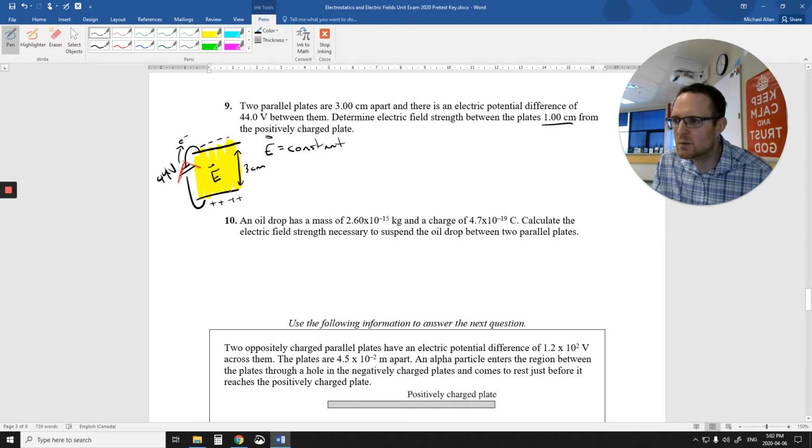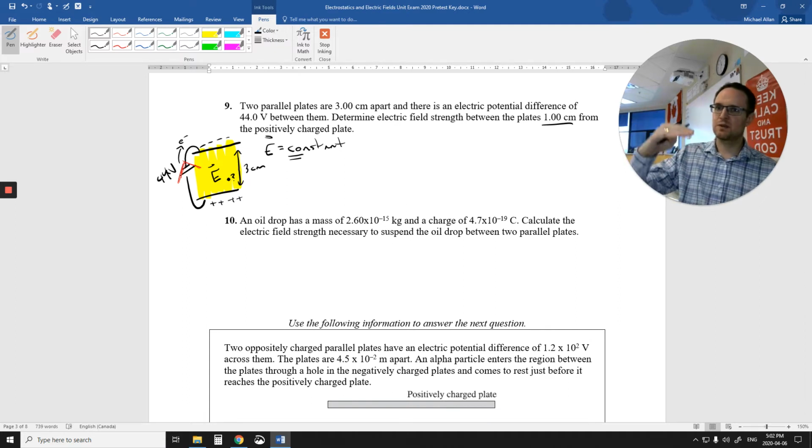So if I'm 1 centimeter away from this plate, I'm like 1/3 of the way up here. Because my E is constant, it doesn't matter where I am. If I'm 1 centimeter here, or 1 centimeter down, right in the middle, doesn't matter. The voltage will be different. The amount of energy at that point depends on what charge is there.